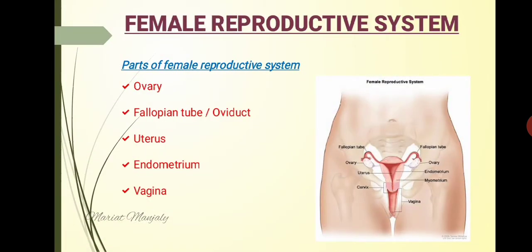The female reproductive system. The main parts of the female reproductive system are ovary, fallopian tube or oviduct, uterus, endometrium, and vagina. These parts are clearly labeled in the given picture.